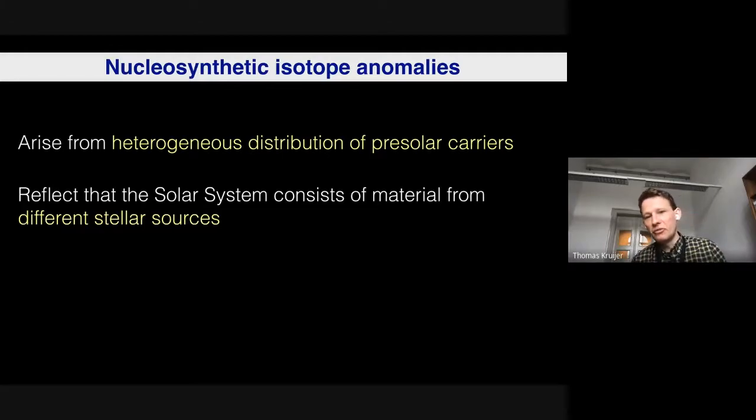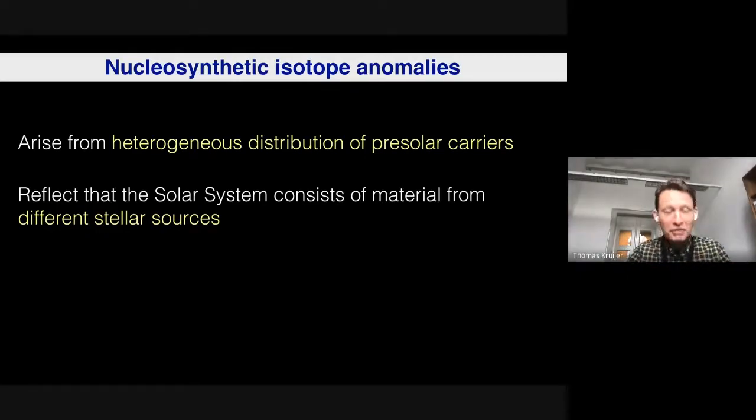And ultimately, this reflects that the solar system was not just one mix of material from different stellar sources, but it means that the solar system comprises material from different stellar sources, and these sources mixed relatively well, but not completely. And this has led to residual isotopic variations among meteorites.